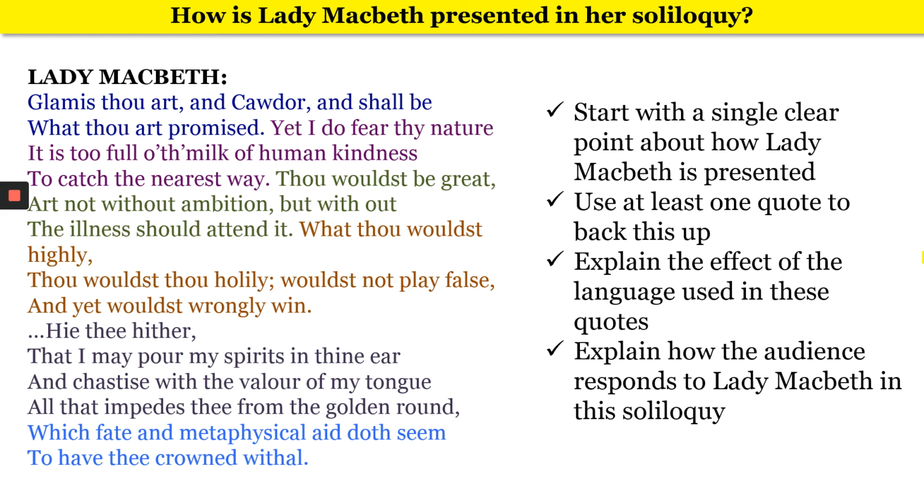So you start with your clear point, and then you use at least one quote to back this up. You need to zoom in on that quote and explain the effect of the language used in those quotes. What do those specific words tell you about what Lady Macbeth is like? And then have a think about how the audience is responding to Lady Macbeth in her soliloquy. That links to the last activity we've been doing and allows you to think a bit more generally about how she's coming across to the audience and what your impressions of her character are.